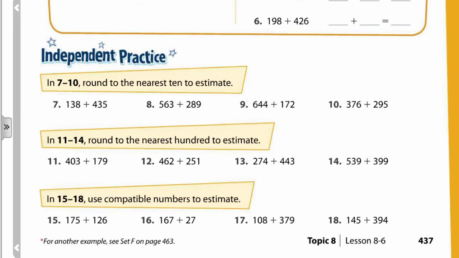Back to the book, my heroes. And we are going to solve these questions vertically. Vertically means we will solve question number 7, then question number 11, then question number 15. In question number 7, we're rounding to the nearest 10. In question number 11, we're rounding to the nearest 100. And in question 15, we are using compatible numbers. Okay. Let's start, my heroes.